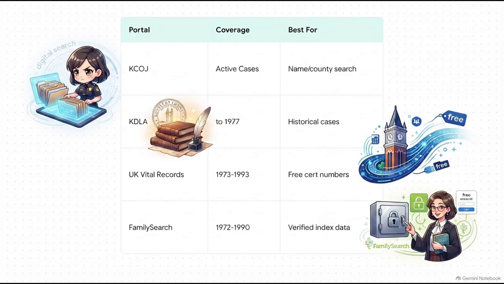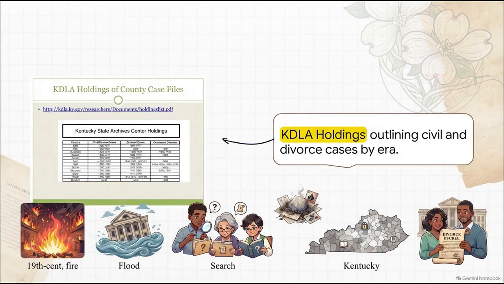And finally, FamilySearch offers verified data for cases between 1972 and 1990, as long as you set up a free account with them. If you look into the Kentucky Department for Libraries and Archives holdings, you'll quickly realize that the availability of civil and divorce cases varies drastically from county to county.